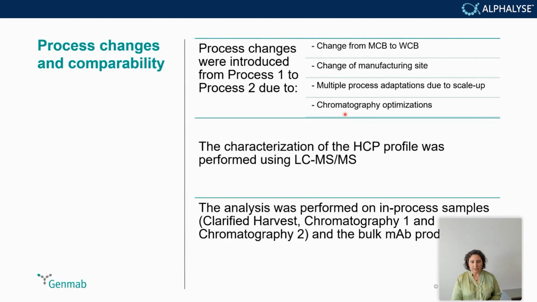Again, we analyzed different process steps with LCMS to identify what type of HCPs were in both processes. And we analyzed, again, the clarified harvest, the chromatography 1 output, the chromatography 2 output, and the bulk drug substance. Sorry.